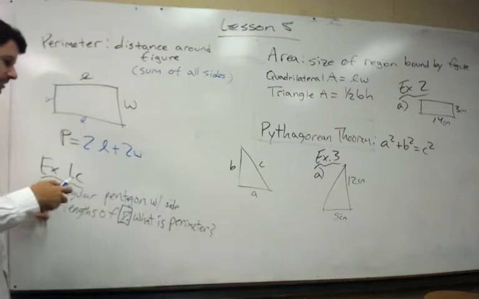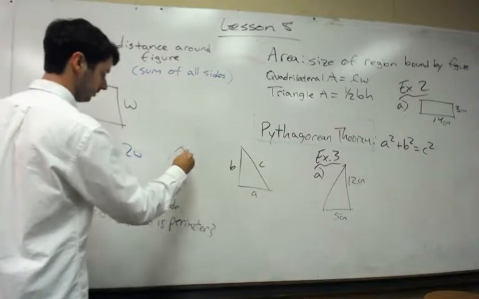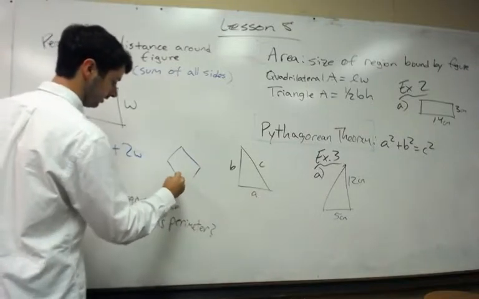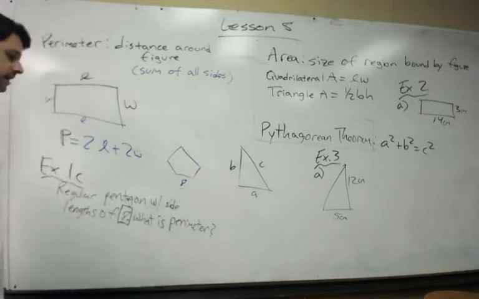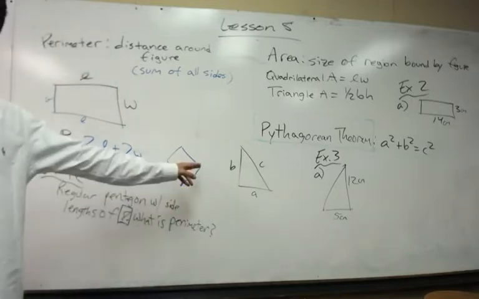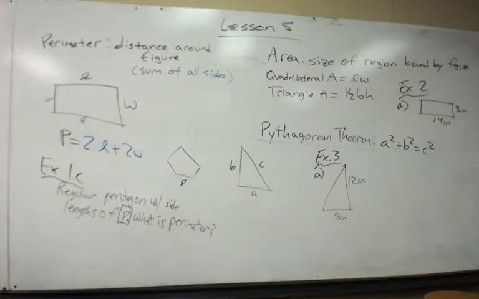5 sides in the pentagon. So we draw what is obviously a regular pentagon. Know that all the sides are 8. 8 times 5 sides is 40. So your answer there would be 40, whatever the measurement is. Inches, 40 inches.